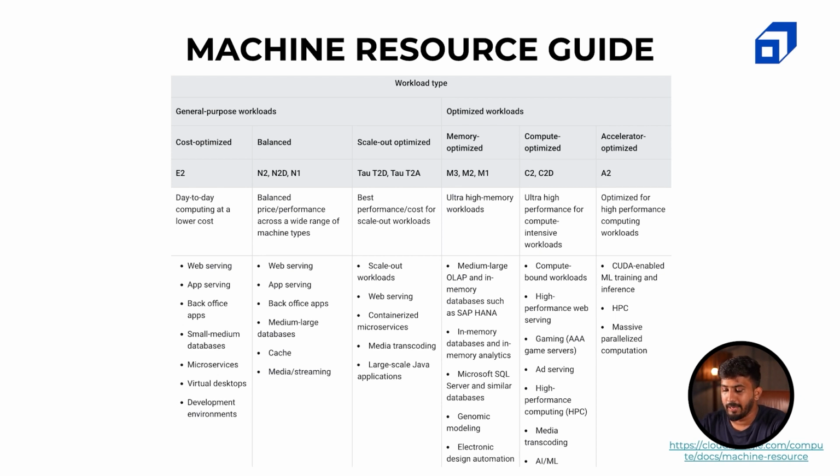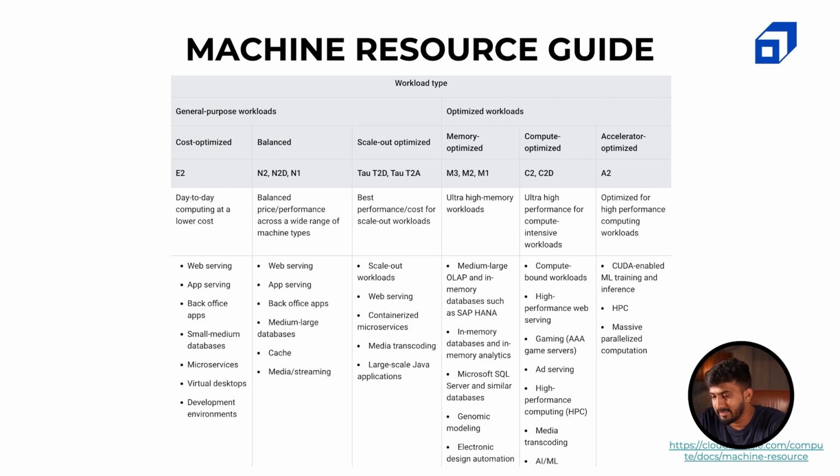Again, for gaming, ad serving, media transcoding, to run AI and ML models, to run high performance web serving. For example, you want your website to be right there when somebody enters your URL. You don't want to waste any time. So if your website has to be that quick, you need to have a high performance web serving instance. For that, you can use a compute optimized instance.